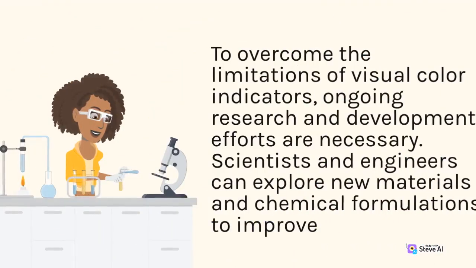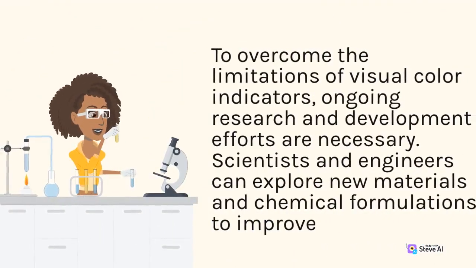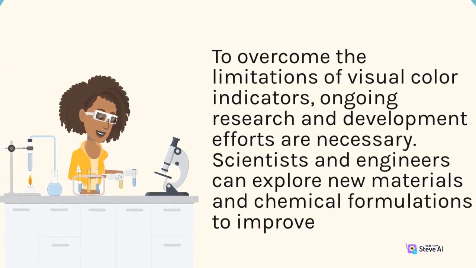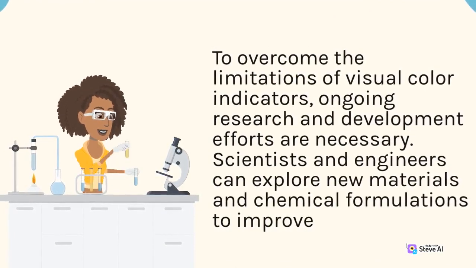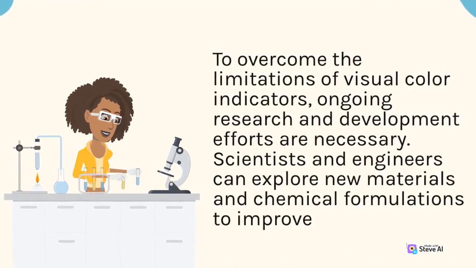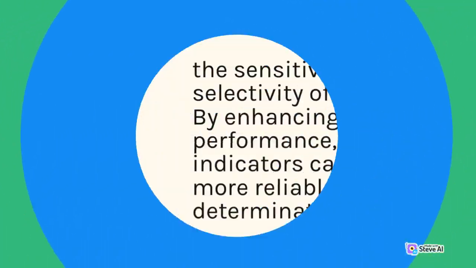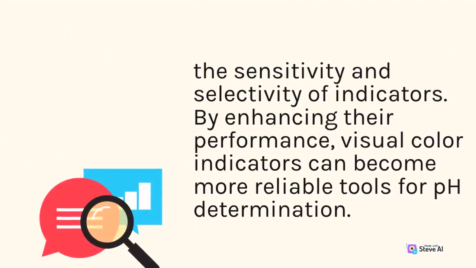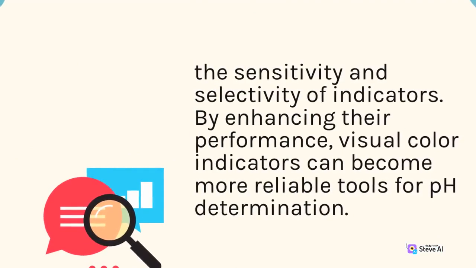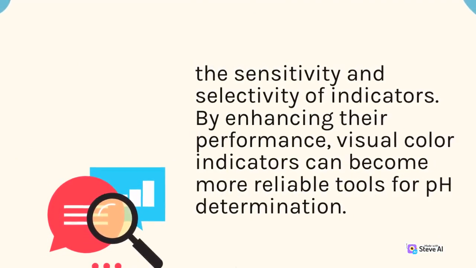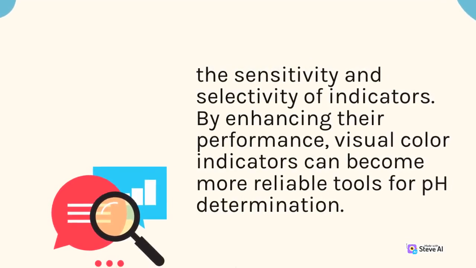To overcome the limitations of visual color indicators, ongoing research and development efforts are necessary. Scientists and engineers can explore new materials and chemical formulations to improve the sensitivity and selectivity of indicators. By enhancing their performance, visual color indicators can become more reliable tools for pH determination.